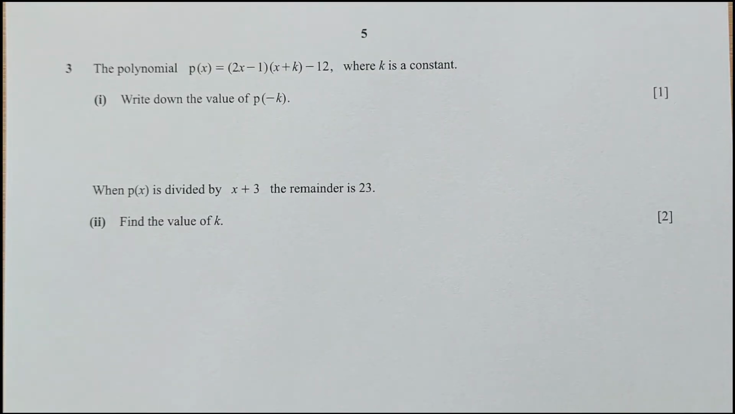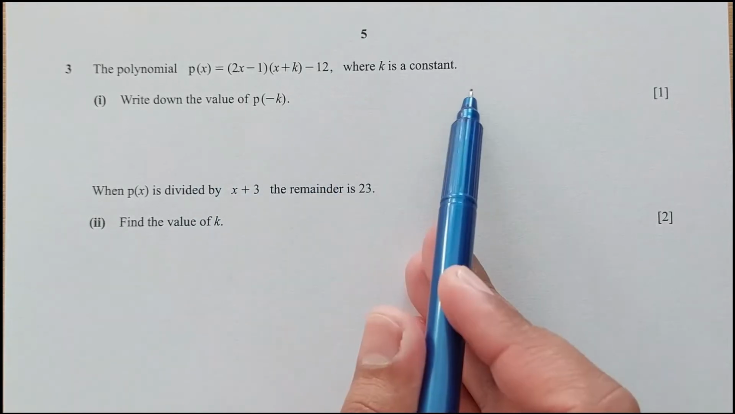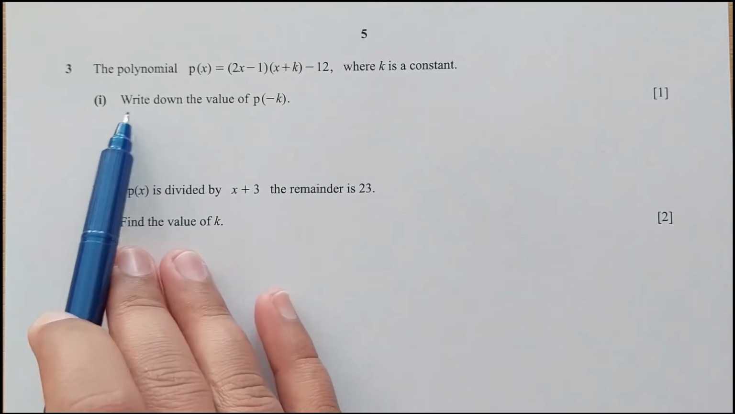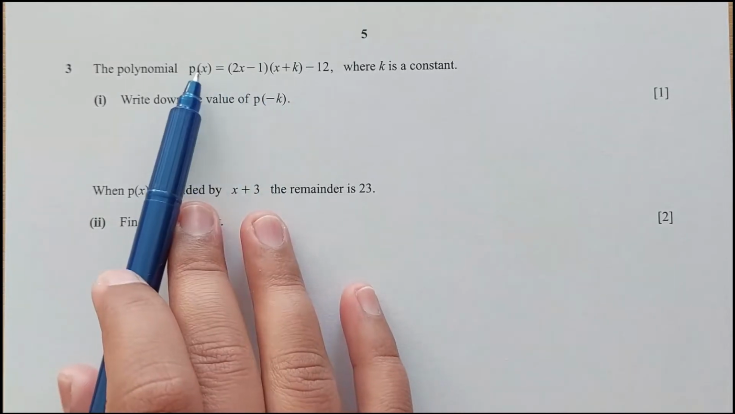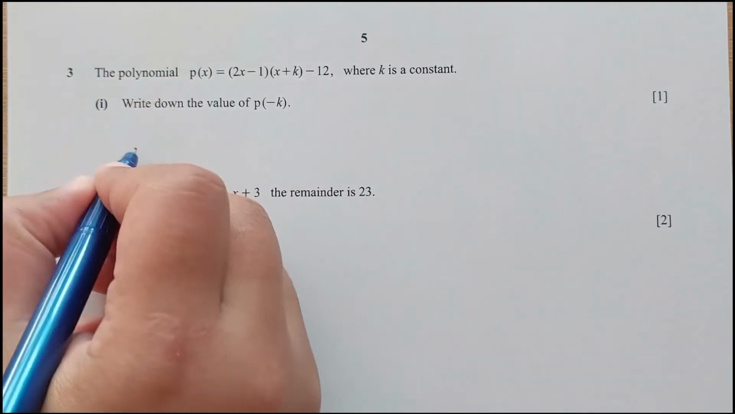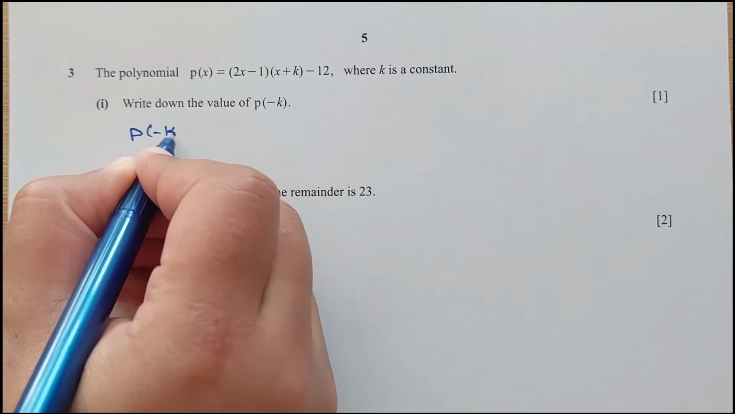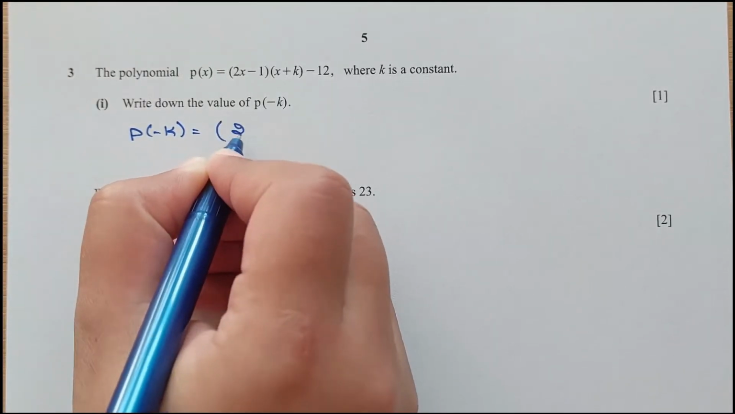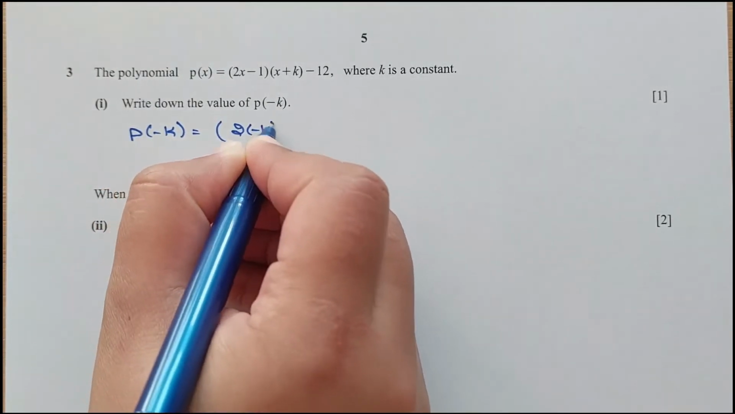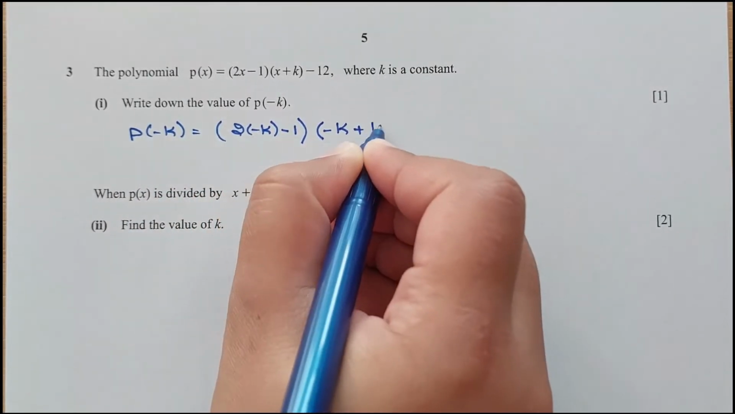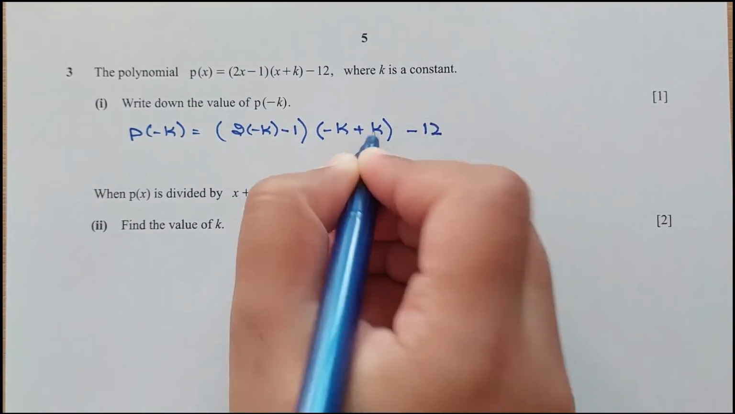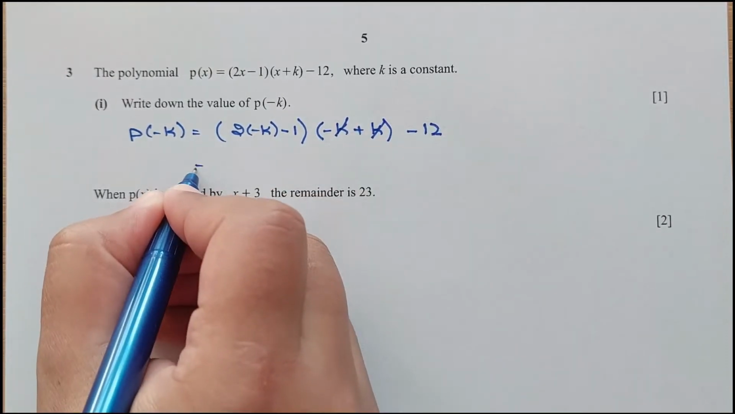Question number 3, the polynomial p of x equals this, where k is a constant. For part 1, write down the value of p of minus k. So just substitute x equals minus k. So p of minus k is equal to 2 times minus k minus 1 into minus k plus k minus 12. So minus k plus k is 0. So this is just minus 12.